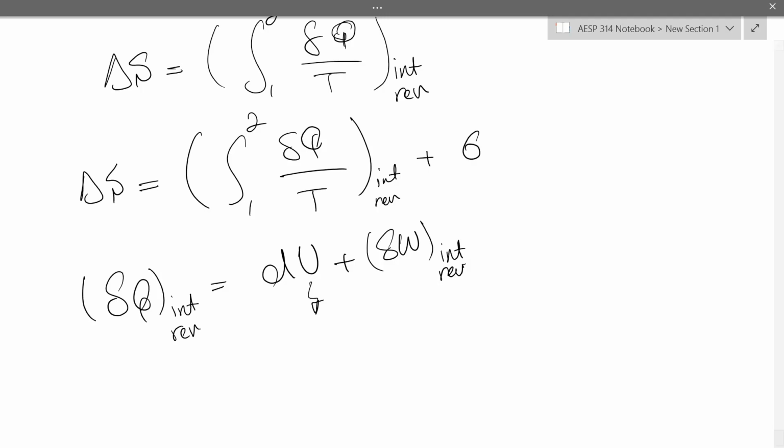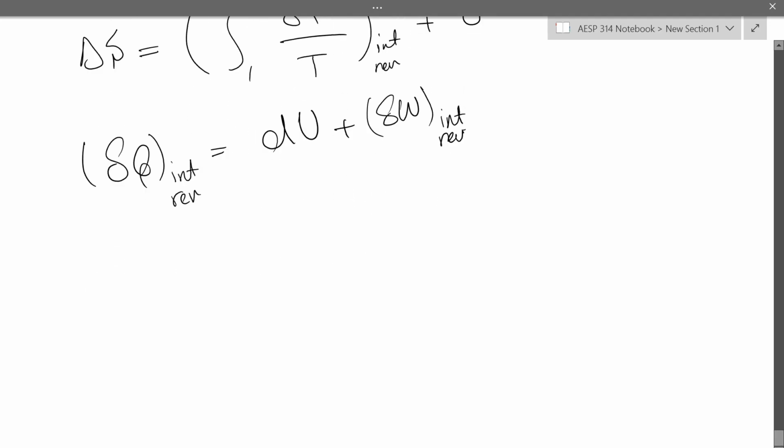dE refers to the changes of total energy of the system, and as I said, we usually ignore the kinetic energy as well as the potential energy, right? So the only thing that is left is the internal energy.